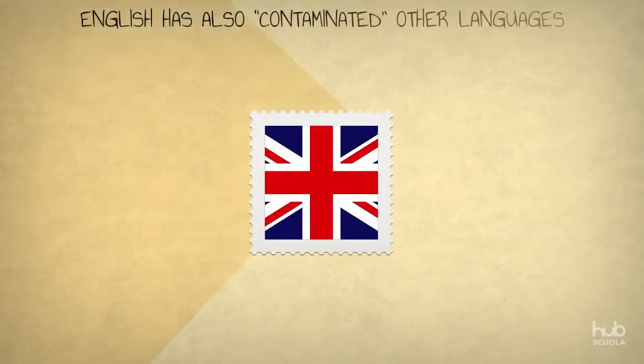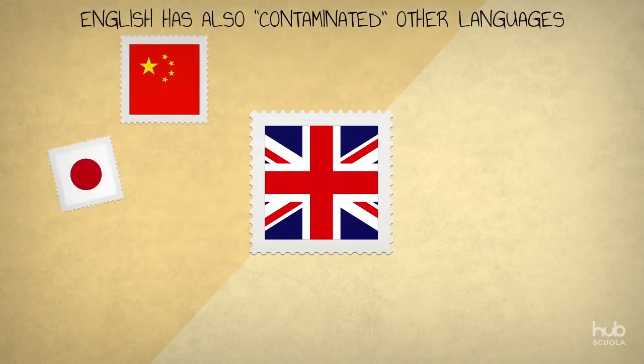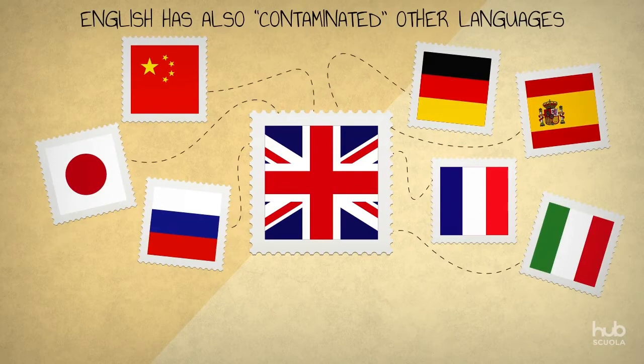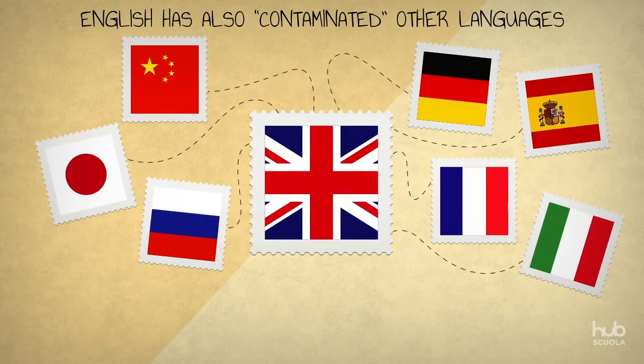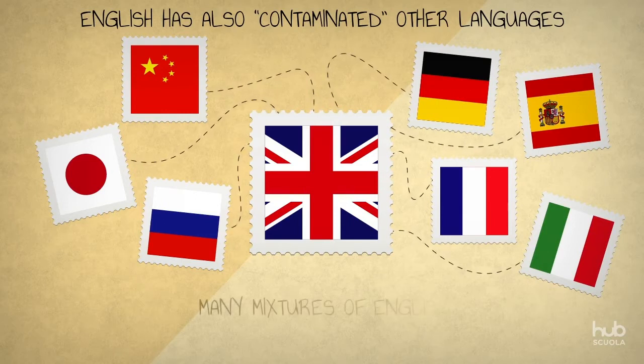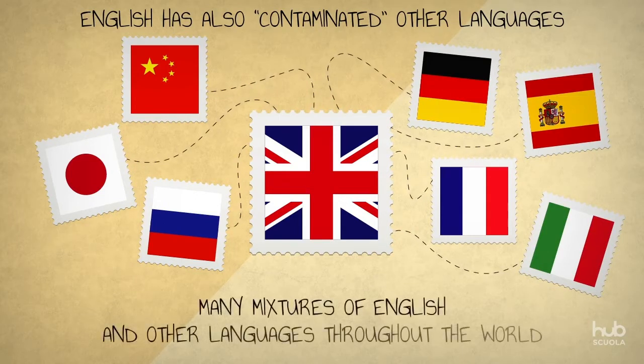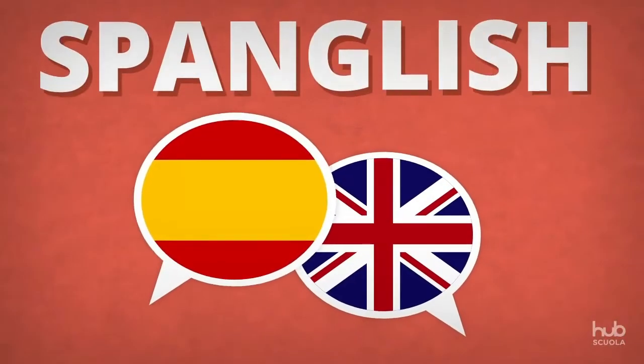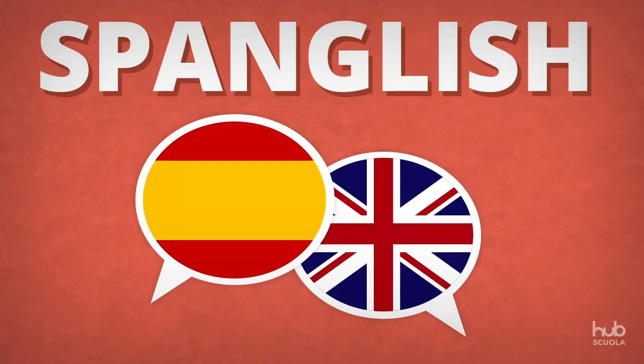English has also contaminated other languages. This took place as the people of various countries started using English words within their own languages. This phenomenon has created many Englishes, or many mixtures of English and other languages throughout the world. Spanglish is an example. It's a fusion of Spanish and English.